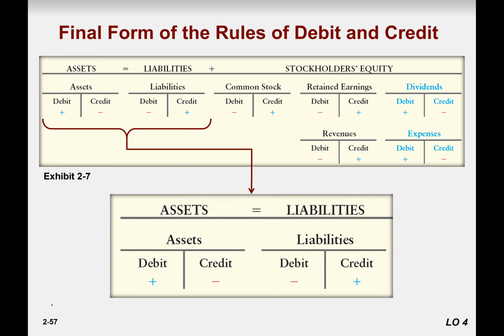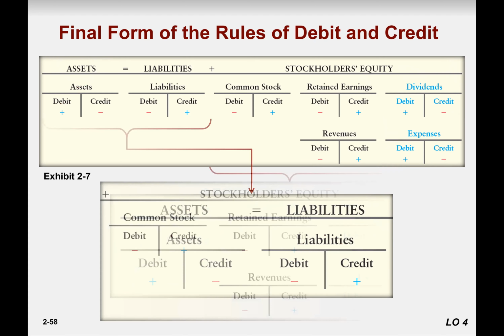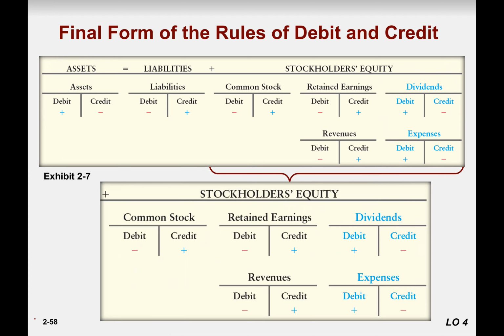So if we understand all the rules of debit and credit, let's move forward and talk about the real stuff. So just go through this diagram. See, asset increase debit, asset decrease credit. On the other hand, liability increase credit, liability decrease debit. And then we have the stockholder equity account.